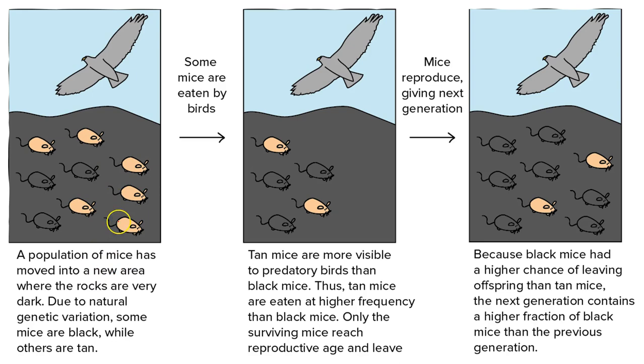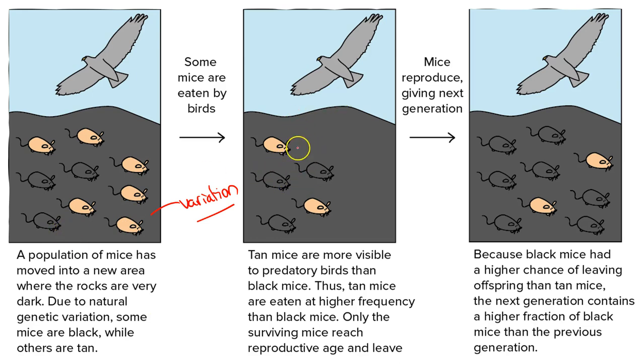So the population of mice has moved to a new area. So this could be they've moved due to competition in their habitat, or they've escaped from being pets somewhere or something, and the population of mice has moved into a new area, and we have normal variation. Okay, so we have variation in the population, and that variation, some are white and some are black.